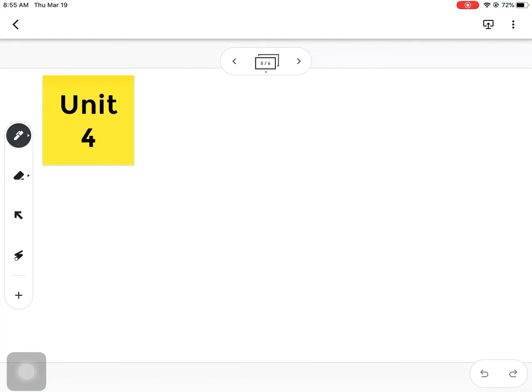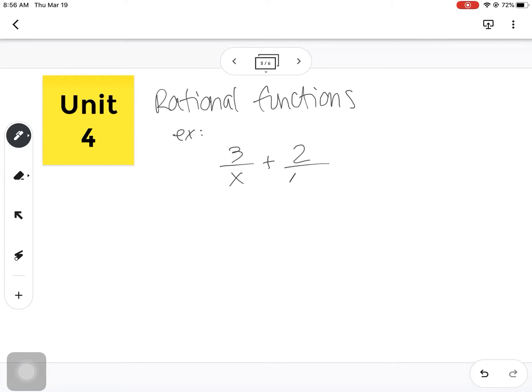Unit 4 was our rational equations, or our rational functions. And if you think back to unit 4, we had a lot of asymptotes, which means we do have excluded values here and things that x cannot be. Just to make up some examples, 3 over x plus 2 over x plus 1 equals 7.